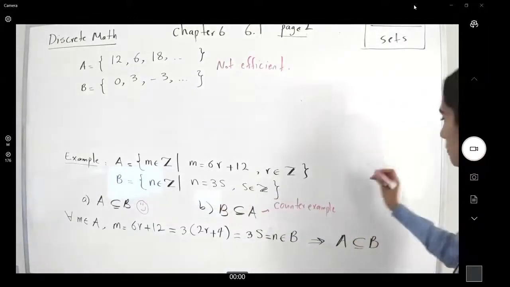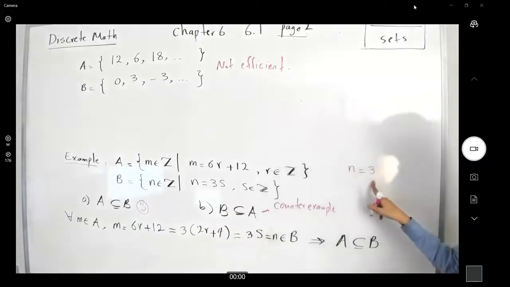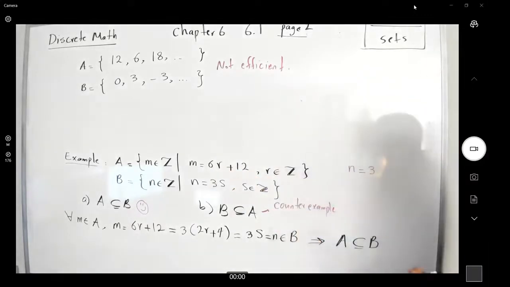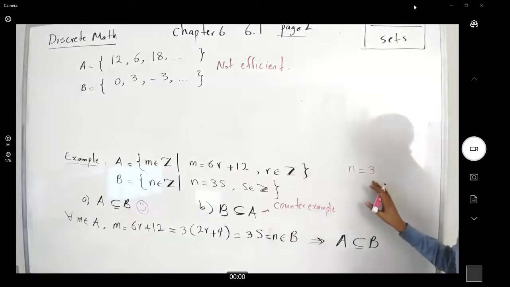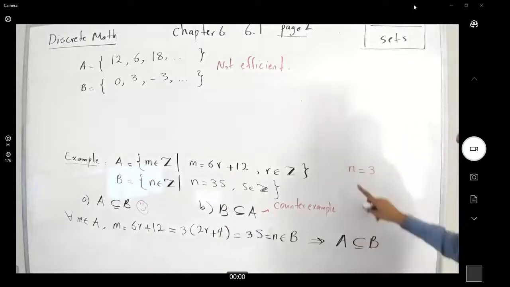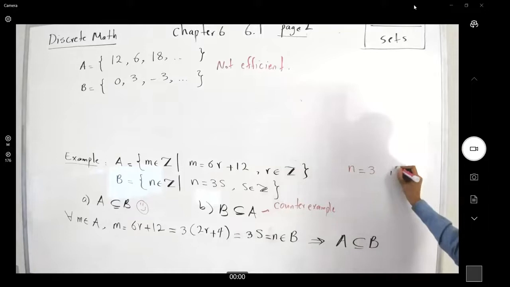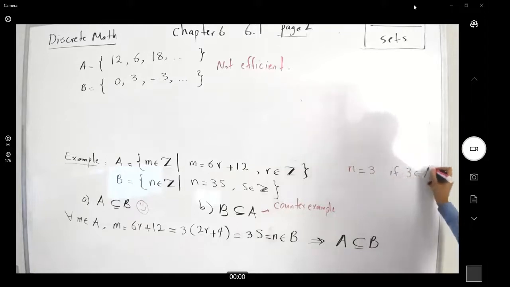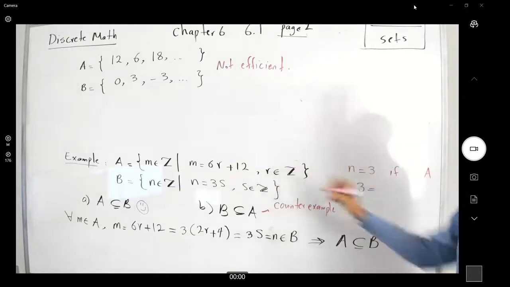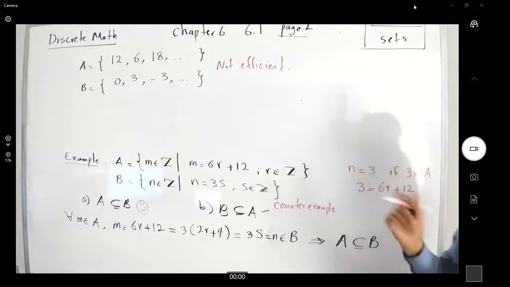Let n be 3. If 3 is a member of A, then the counter example doesn't work. But if it's not a member of A, then you are done with your counter example. Take n to be 3. So if 3 belongs to set A, what's the meaning of that? It means that 3 can be written as 6r plus 12. But what's the meaning of this?